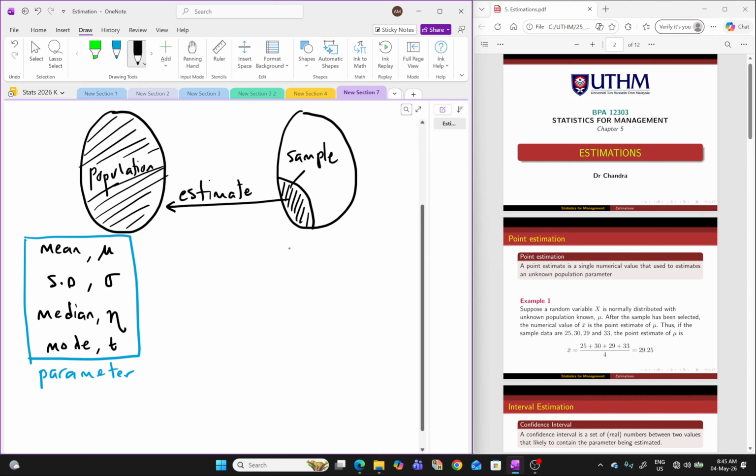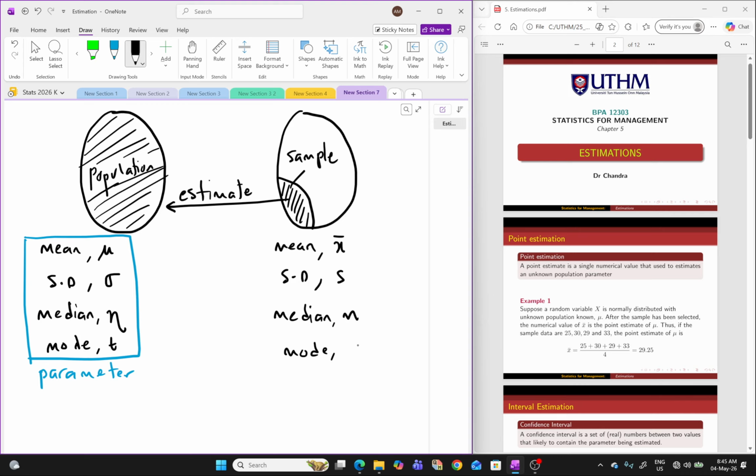If I want to take what kind of info I may need from the sample, again, mean. The notation for sample is X bar yang you tengok sebelum ni. Standard deviation, the notation is S. Median, notation is M. And mode, notation is V. So this one, just now parameter, this one we call this as statistics.